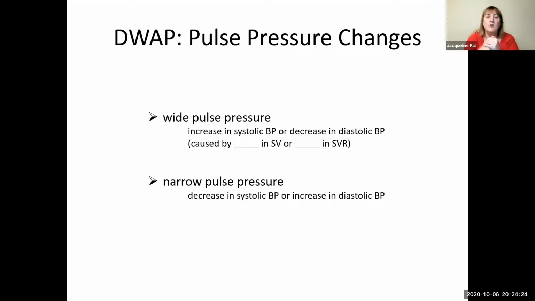And then the converse, in order to get a narrow pulse pressure, starting with here, if we keep the diastolic the same and we lower the systolic, that gives us a narrower one. Or if we keep systolic the same and raise the diastolic, we would have a narrow pulse pressure. So once again, there's two lines for you to stop this and fill out.